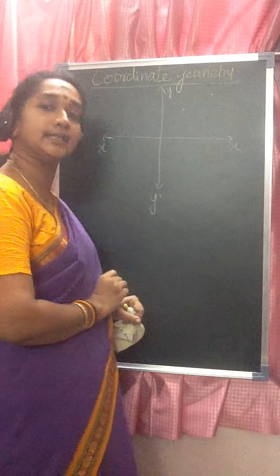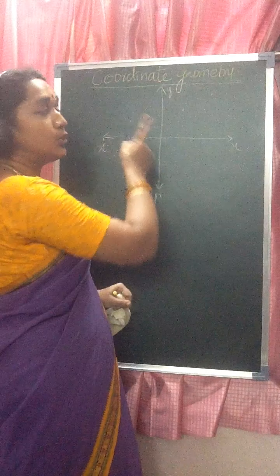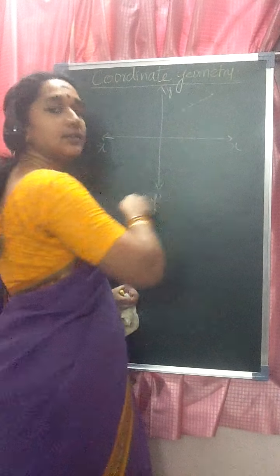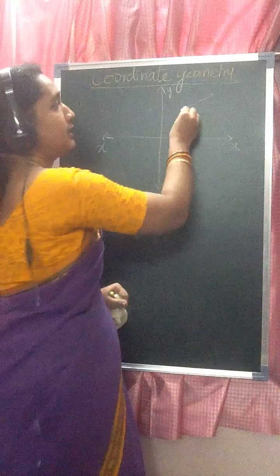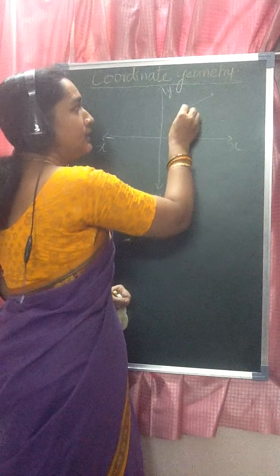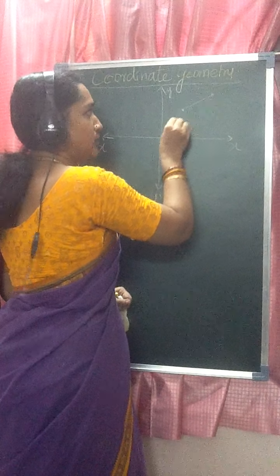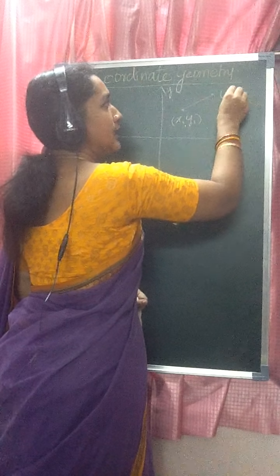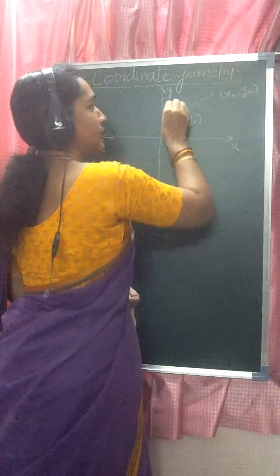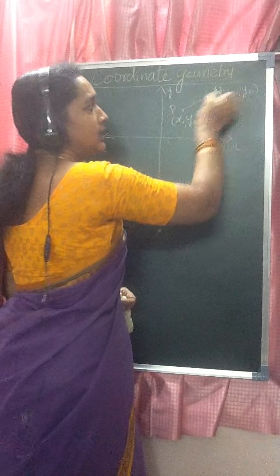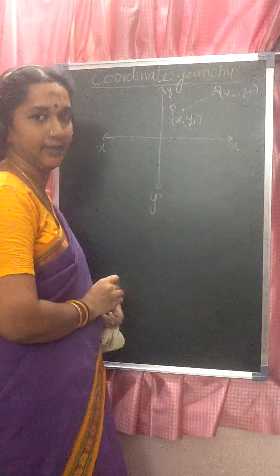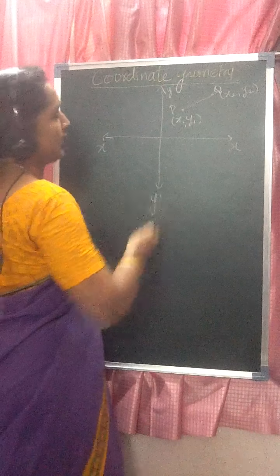How we are getting the distance formula that we are going to use in this chapter: the distance between any two points on the plane. Since this is a Cartesian plane, one point will be x1, y1 and the other point will be x2, y2. PQ is the distance between the two points that we are going to derive.